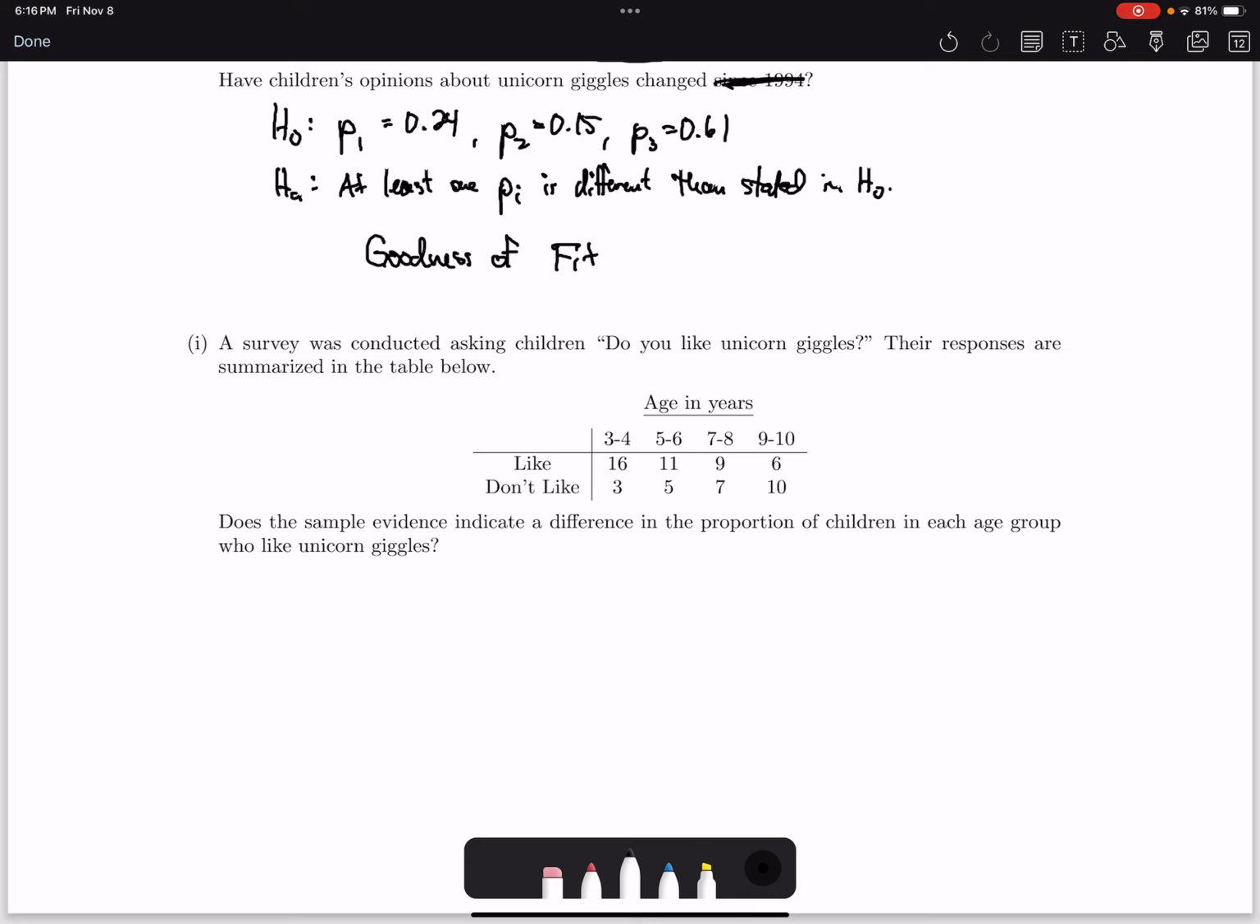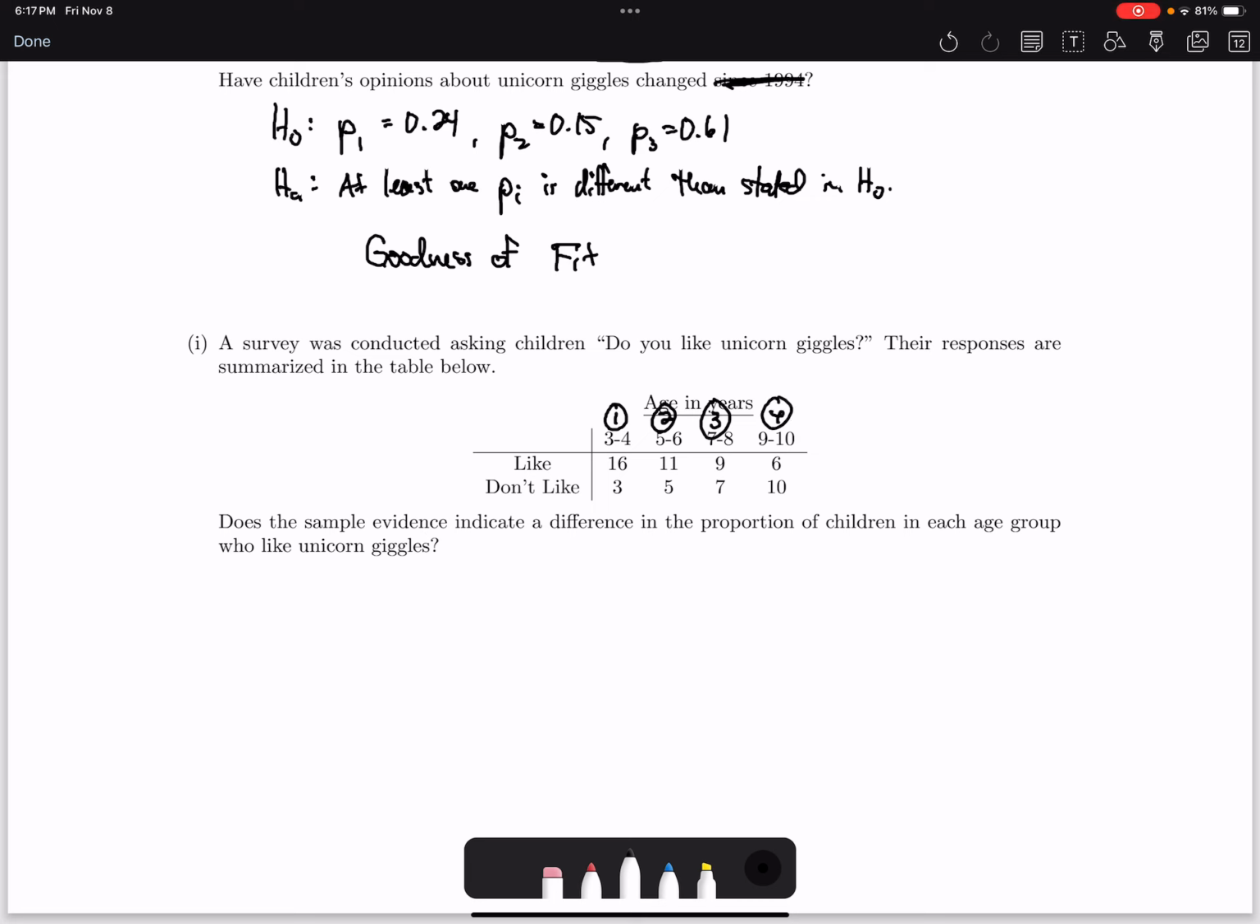Okay. This time we weren't given any kind of status quo. We don't know what the proportions used to be. We don't know what the distribution used to be like. We just want to know if the proportion of 3 to 4-year-olds who like unicorn giggles is the same as the proportion of 5 to 6-year-olds who like unicorn giggles, or if maybe it's different. And simultaneously, we'd like to test if it's the same as the proportion of 7 to 8-year-olds and the proportion of 9 to 10-year-olds who like unicorn giggles.